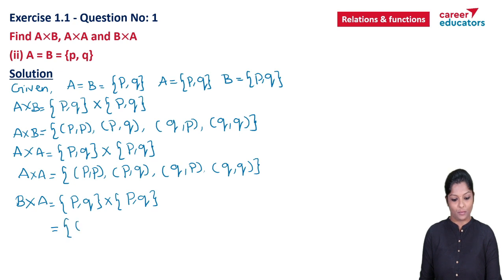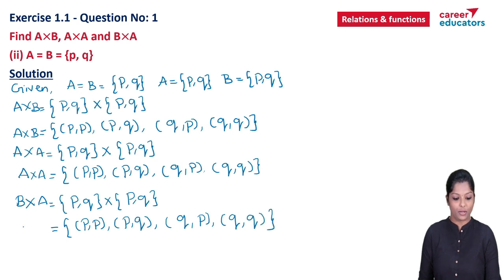We will get P comma P, P comma Q. Likewise, we have to do it for the second element. We will get Q comma P, Q comma Q. That's all we got B cross A.